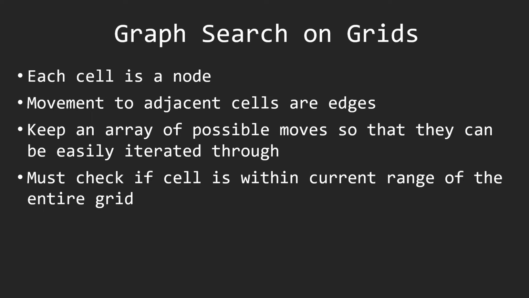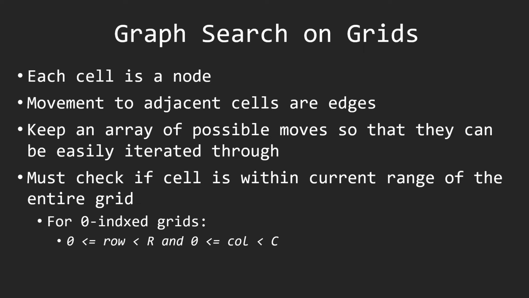And basically what you have to do is you must check if the cell is within the current range of the entire grid. Because say you're on the edge of the graph. If you try to move to the left, it won't work. And so for that reason, for zero-indexed graphs, we want to check whether or not the current row that we're going to go to is within the range of the bounds. So row and column as well.